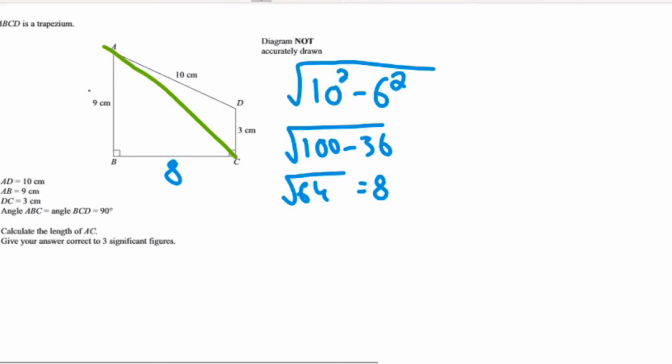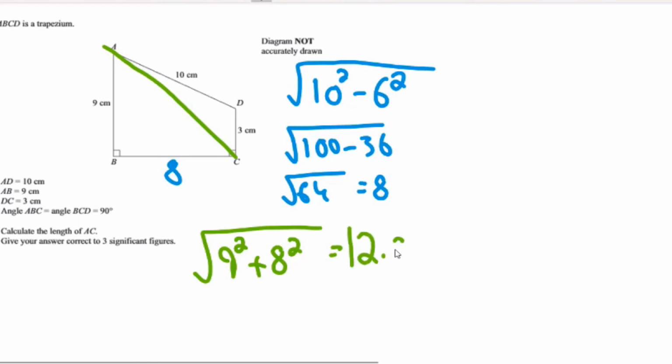If we now join up A and C to make this right-angled triangle, as I said, the triangle ABC, we can now say that our A value is the 9, plus our B value of 8. So it's going to be 9 squared, add 8 squared, square rooted, which is not going to come to a nice number this time. If we do it in the calculator, we're going to get that as approximately 12.0.